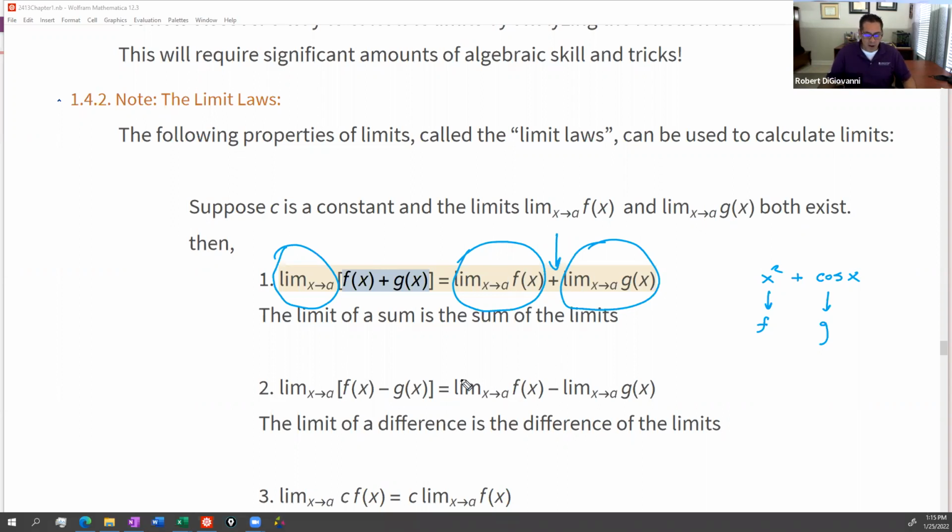The second limit law says the same thing, but with subtraction, okay? If you have two functions being subtracted, you can take the limit and look at them separately and then subtract the answers.